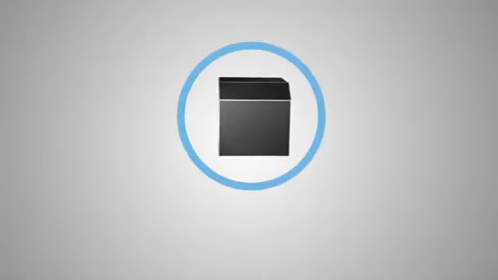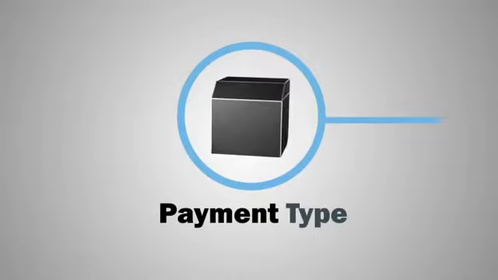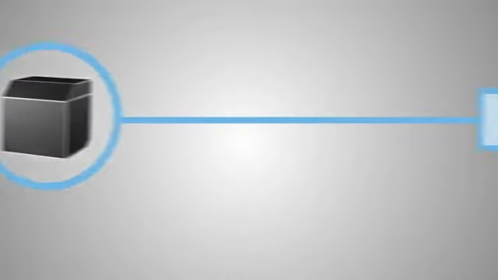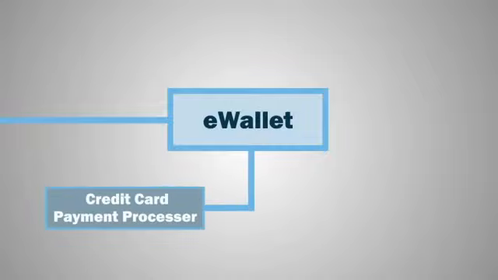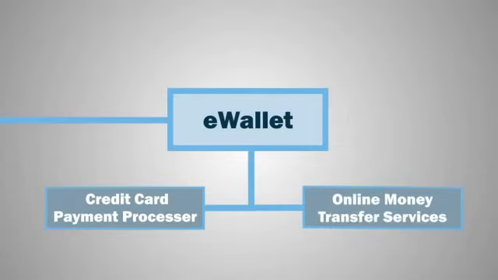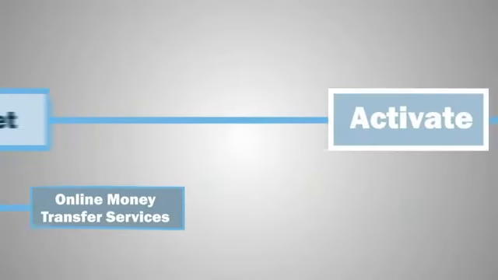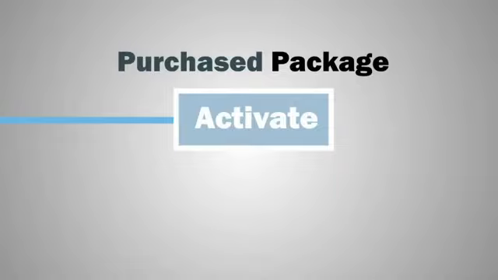Returning to the actual purchase of your package, at this point you will be required to select the payment type. The financial side of your Banners Broker affiliation is conducted through your e-wallet. Your e-wallet can be funded through our in-house credit card payment processor or other online money transfer services. After purchasing your package, it's time to begin the process by simply clicking Activate.